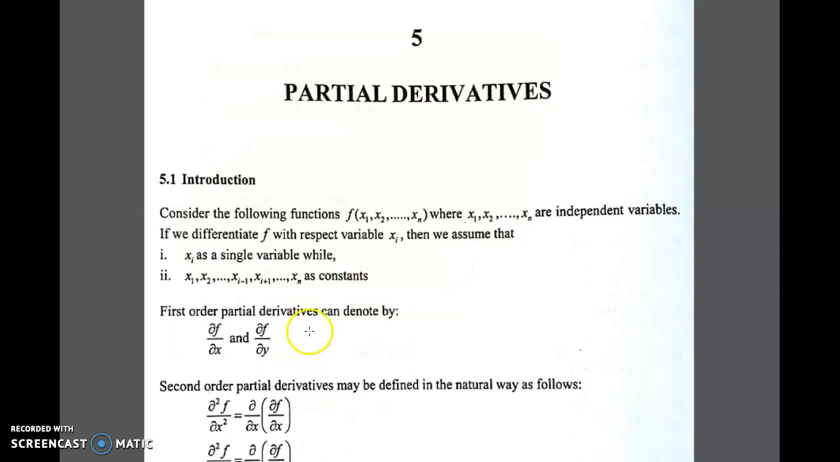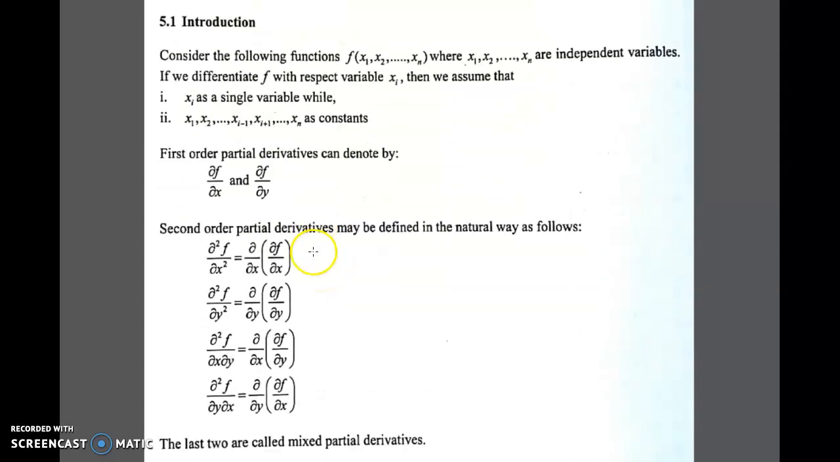But if you have more than one, this is what we are going to do. The variable that we are going to differentiate, we are going to conduct a derivative just like we did in the previous chapter. As for other variables, let's say you have x, y, and z, y and z will act as constants. So we are not going to conduct derivative for the variable that we are not interested in at that moment.